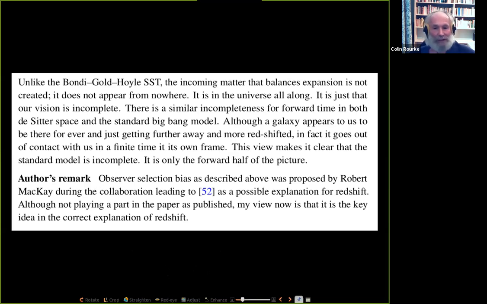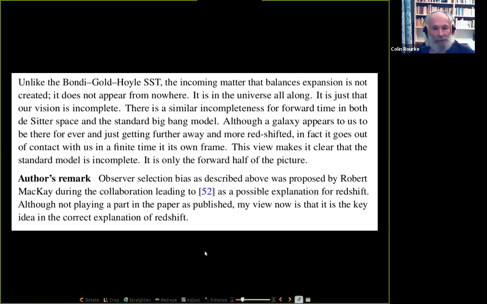There's a similar incompleteness for forward time in both De Sitter space and in the standard Big Bang model. Although a galaxy appears to us to be there forever and getting further away with more redshift, in fact, it goes out of contact in a finite time in its own frame. This view makes it clear that the standard model is incomplete. It's only the forward half of the picture. I've left out the backward half. That's what Weyl did, threw away the backward stuff.